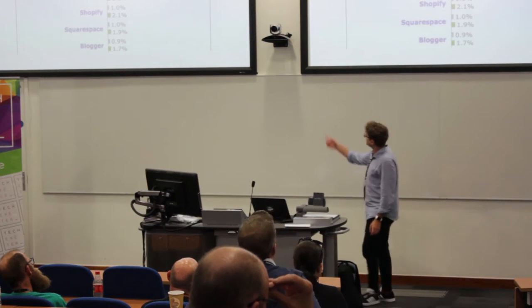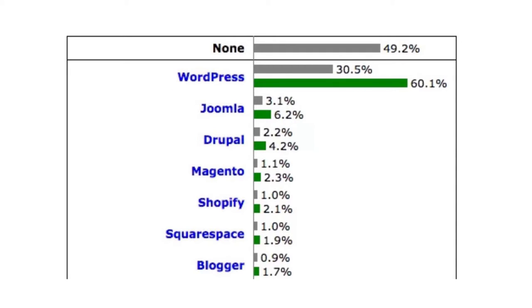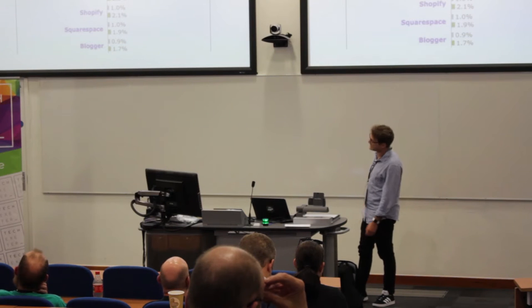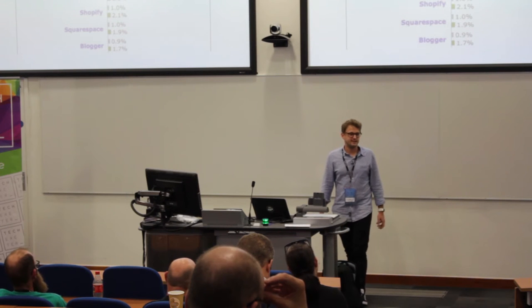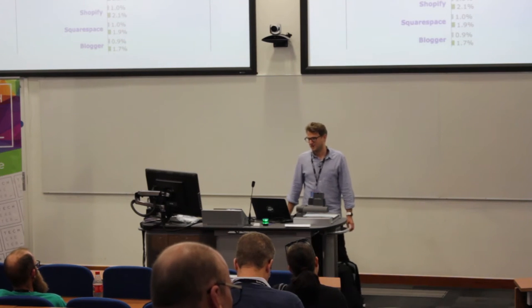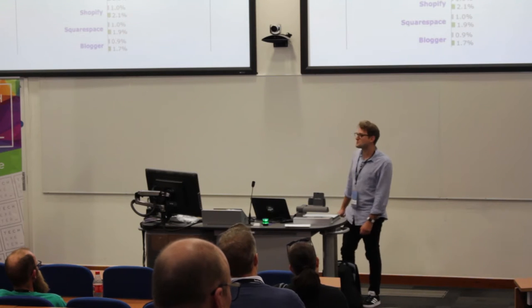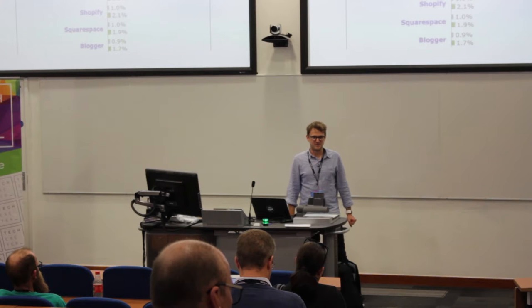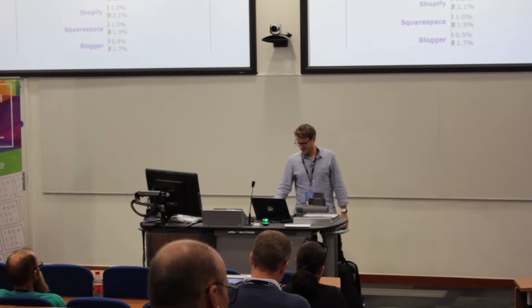There are some statistics I found. The grey bar is the percentage of all websites using different platforms, so WordPress powers something like 30% of all websites. The green bar is the share of the content management system market, so 60% of all sites using a content management system are using WordPress. As a result, it's hugely popular, millions and millions of sites, and that makes it a big shiny target for hackers. So the short answer to whether WordPress is secure is probably no, unless you do some of these basic things, and then hopefully it's a bit more secure.